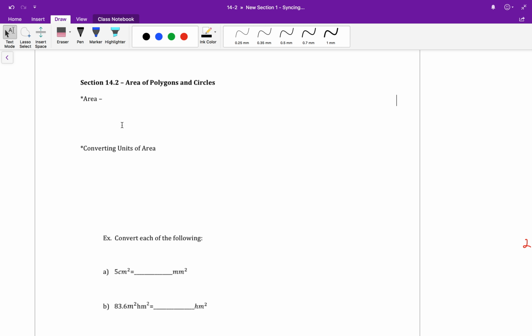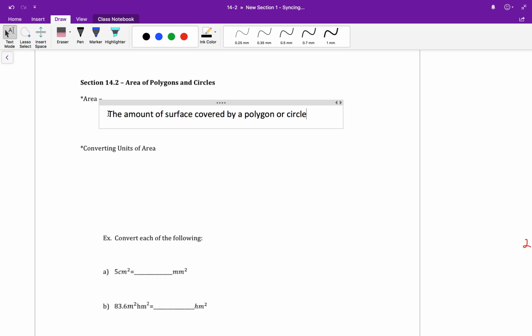Area is a really big concept, so we're going to try to break it down into smaller concepts for you. Before I get really big into calculation though, just a general idea of what area is. Our textbook defines it as the amount of surface covered by a polygon or circle. So literally, how much space does a square take up? Or how much space does a picture take up on your wall?